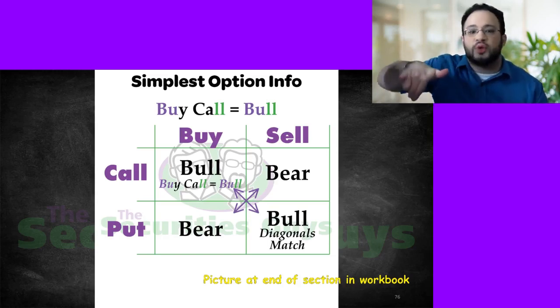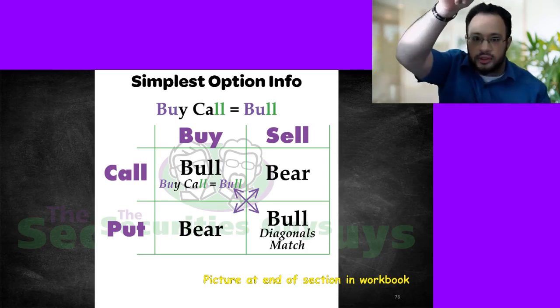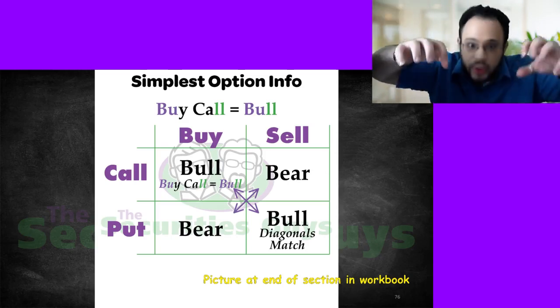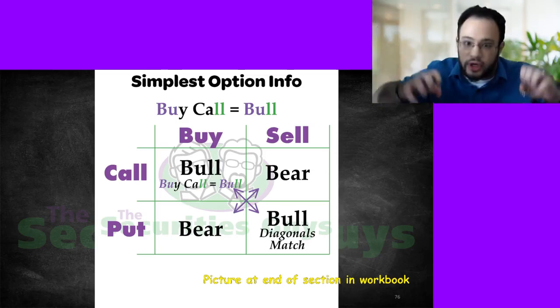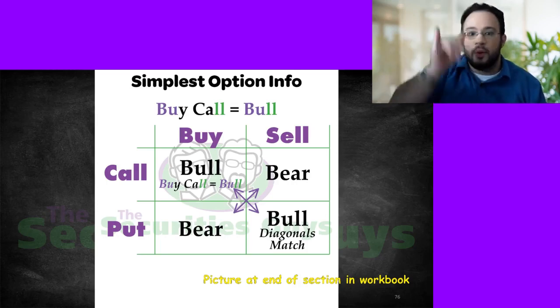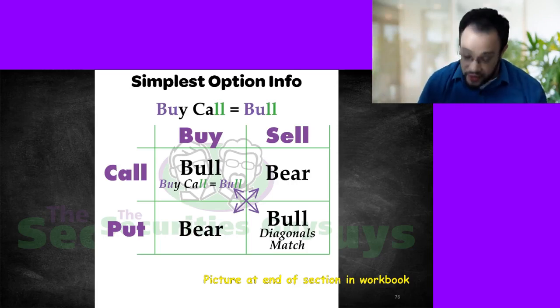Bulls are going to run at you and attack up, right? They're going to gore up. They're going to attack upwards. Bears, on the other hand, are going to get on their back legs and attack downwards. They're going to lunge downward on you. Bulls go up. Bears are betting down. Bullish means you're thinking it's going to go up.